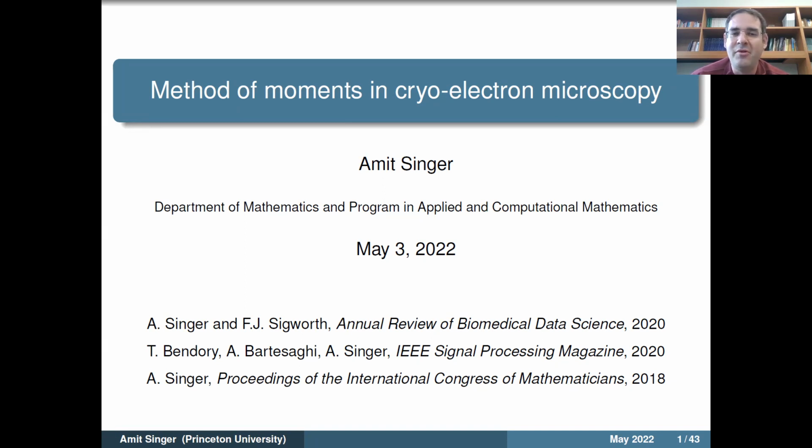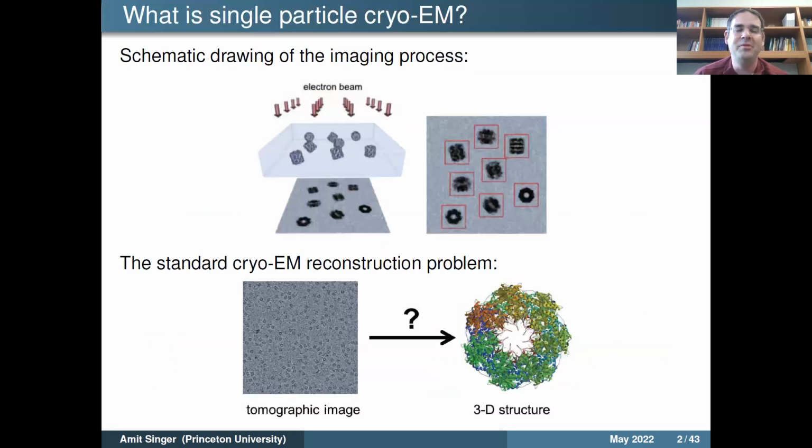And for those of you who are new to cryo-EM and don't know much about it, I put here three review papers targeted at three different audiences: biomedical data scientists, engineers, and mathematicians. This can give you a door to enter the field. So feel free after the talk to look at any of those. These are with my collaborators, Fred Sigworth, Tamir Bendory, Alberto Bartesaghi. So whatever field you identify most with, this can be useful for you.